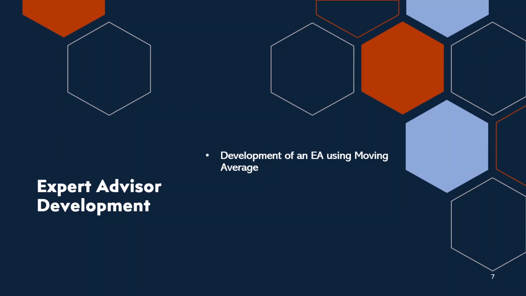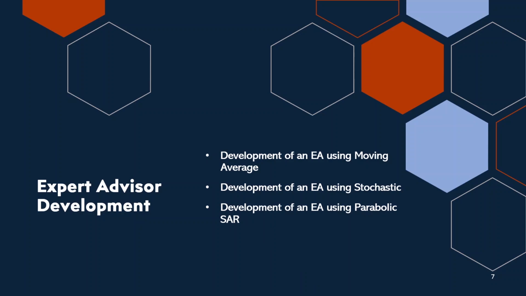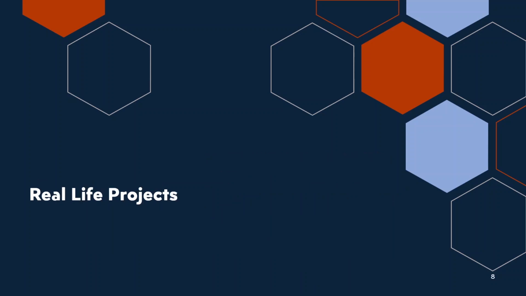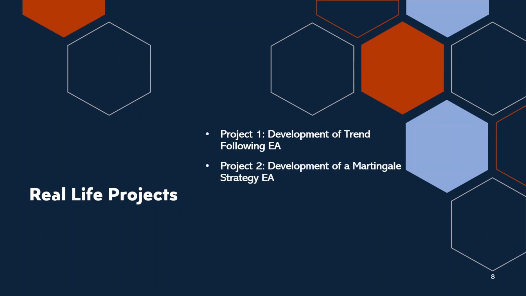Here we are going to be dealing with development of an EA using moving average, another one using stochastic, then another one using parabolic SAR. Then we are going to backtest and optimize some of our EAs so that you can see how to backtest and how to optimize. Right here, we now dive into real life projects, starting with development of a trend following EA. Then we move into a martingale strategy EA. Then we move into a hedging strategy, meaning recovery zone to be precise.